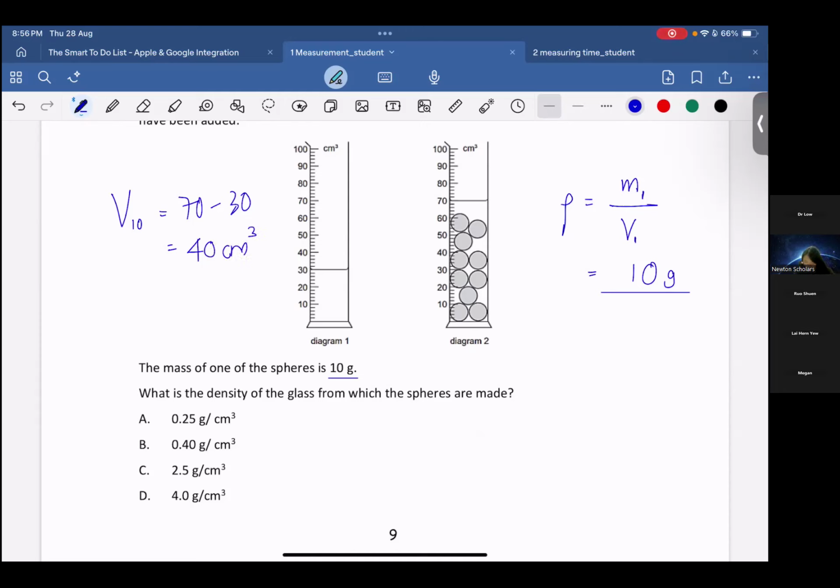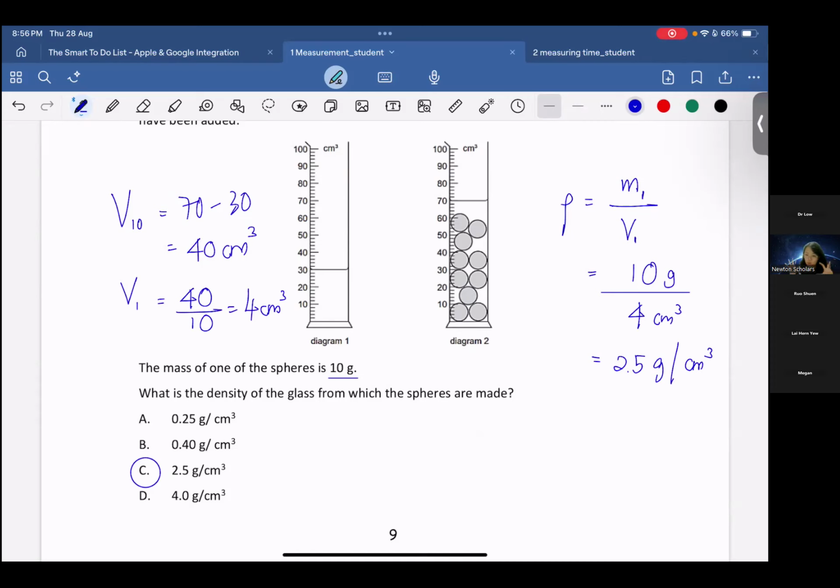Then after that, how about the volume for 1? Now we have a total of 10, so we should divide it by 10. So you will get 4 cm cube for 1. The volume for one sphere is 4 cm cube. So your answer should be 2.5 gram per cm cube. Answer should be C, okay?